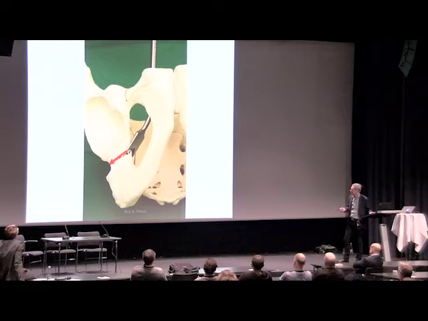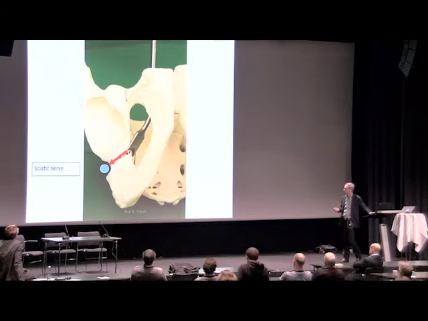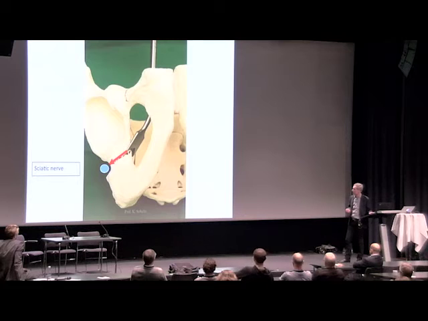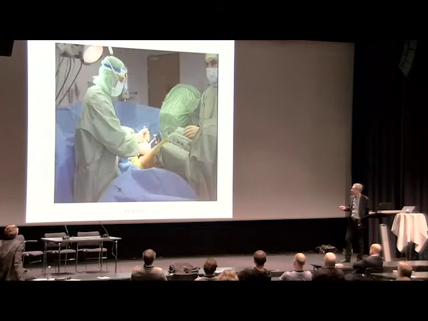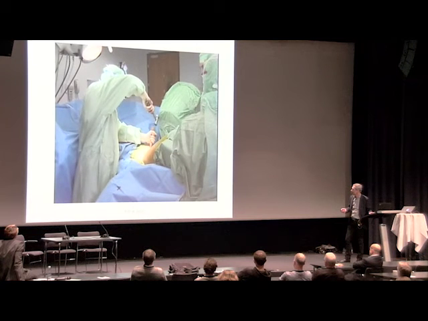Here we have the sciatic nerve, which is also in danger. We have only seen a single patient with problems with the sciatic nerve, so it's doable without damaging this nerve. Then we move on and do the medial part of the osteotomy.